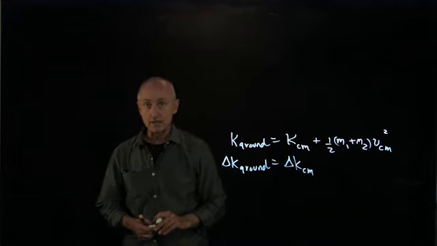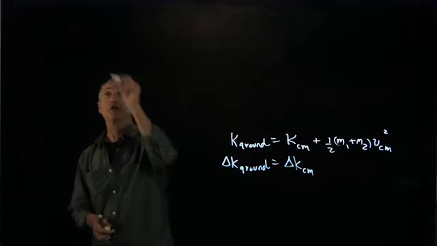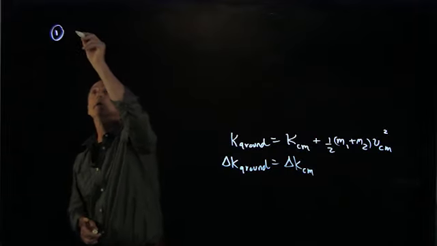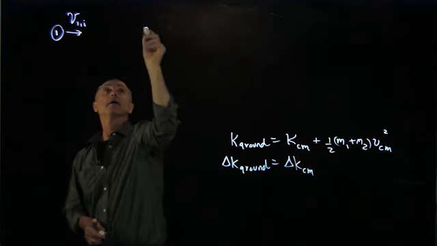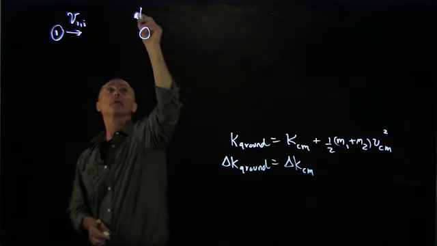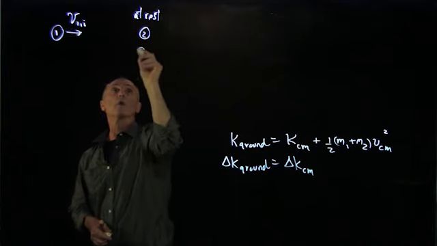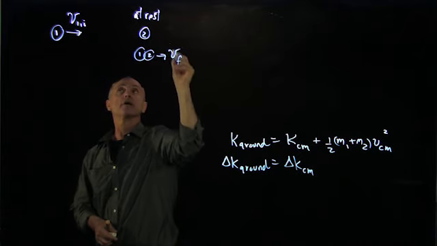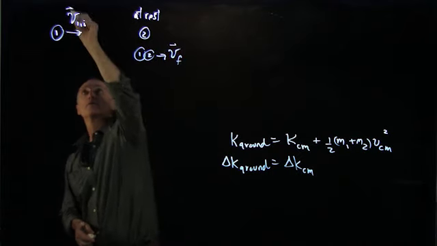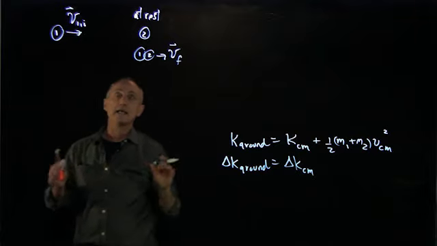Now, let's look at an example of a collision that's completely inelastic. So we have object 1, and it's coming in with V1 initial, and object 2, let's make it at rest. And afterwards, object 1 and 2 stick together, and they go off with V final. So here's a collision in an inelastic frame.